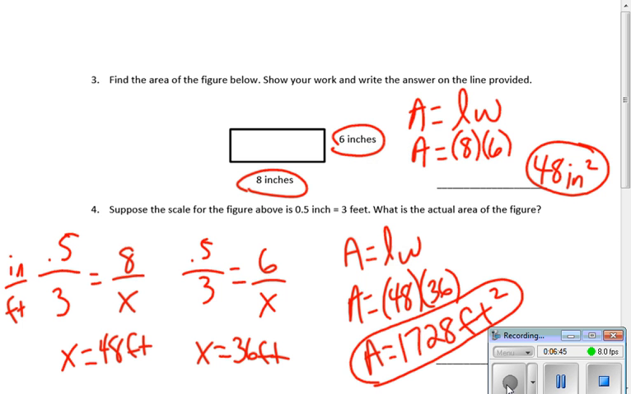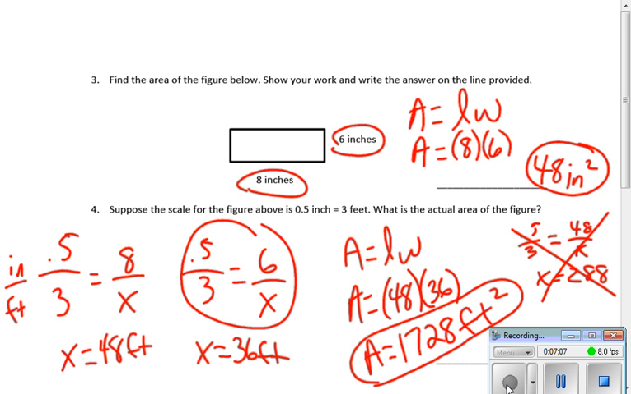If we would have tried to do 0.5 over 3 equals 48 over x, we would have ended up getting 288, which is incorrect. So you cannot use that. You have to find each side separately. So you have to do this, you have to do this, and then use the area.